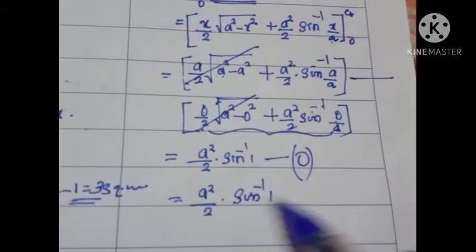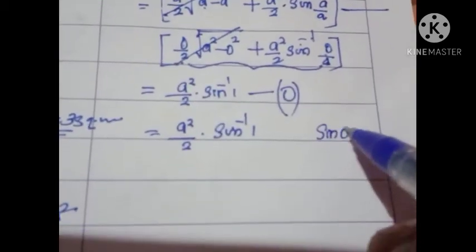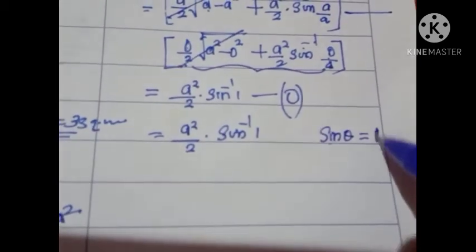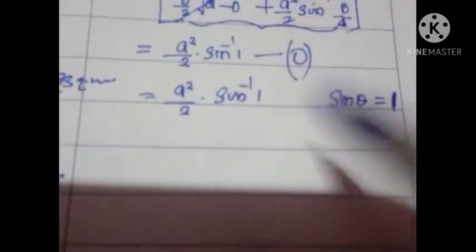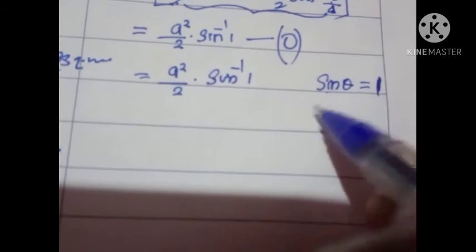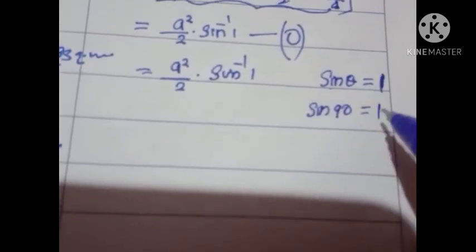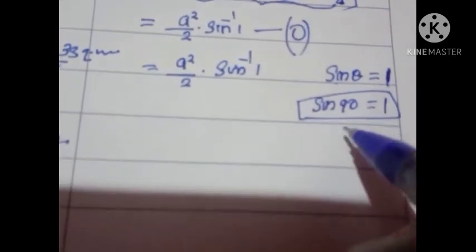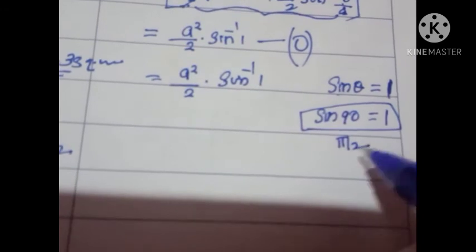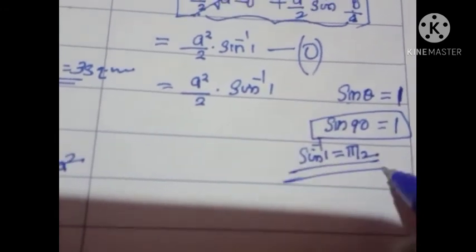Now what is sine inverse 1? That means for what value of theta, sin theta becomes 1. If we put theta equal to 90, what is sin 90? Sin 90 is equal to 1. 90 or pi by 2. So sin inverse 1 is equal to pi by 2.